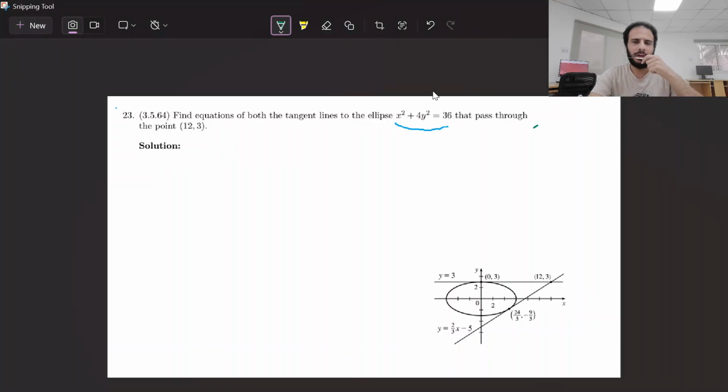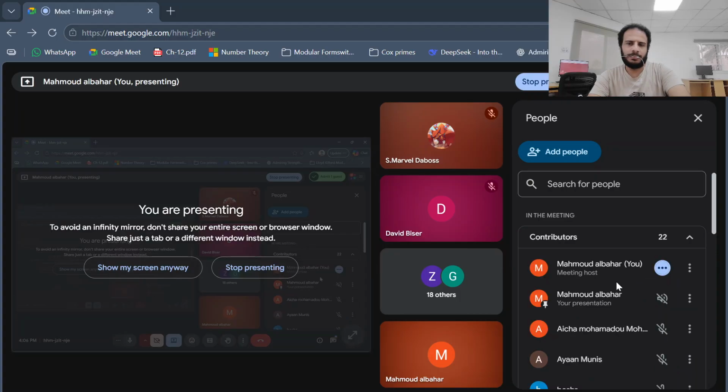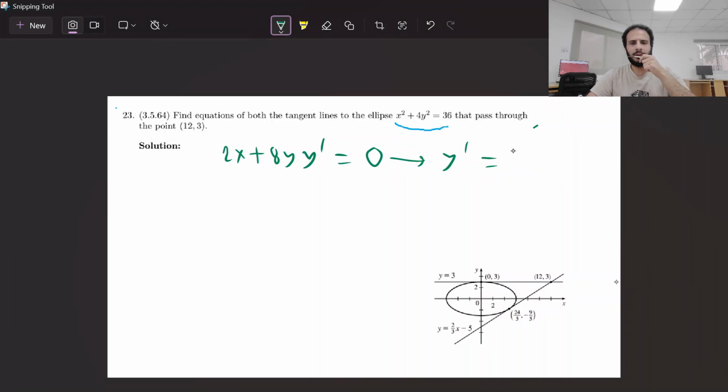What's the derivative here? To find the derivative, you have to do implicit differentiation. So 2x plus 8y y prime equals 0. Then isolate y prime, and you'll get minus 2x over 8y, which equals minus x over 4y, right? Yes, thank you.